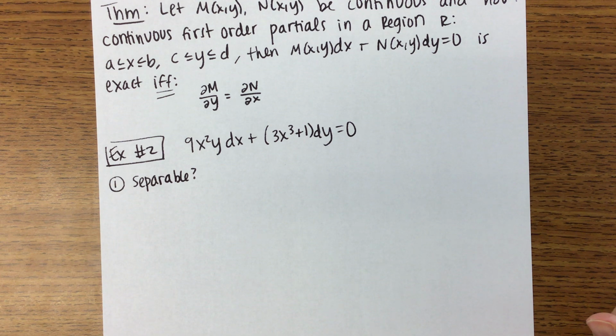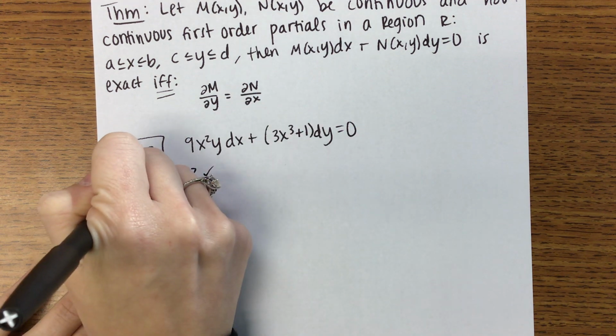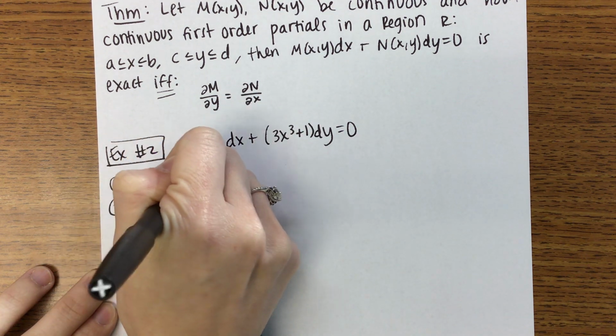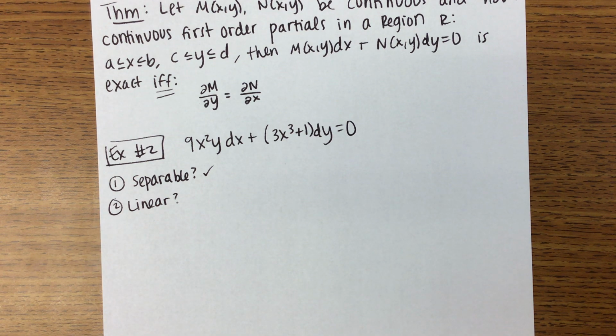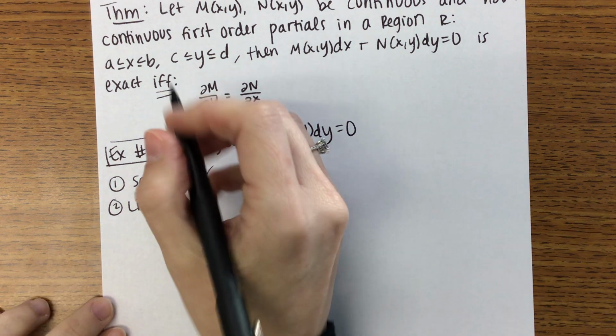Could we get all the x's on one side, all the y's on the other? Yeah, definitely. So we could solve this by separation. Is this linear? Or could we put it in a form that's linear? Is the derivative to the first power, is y to the first power, are all the coefficients in terms of x? Yeah, so this is linear.